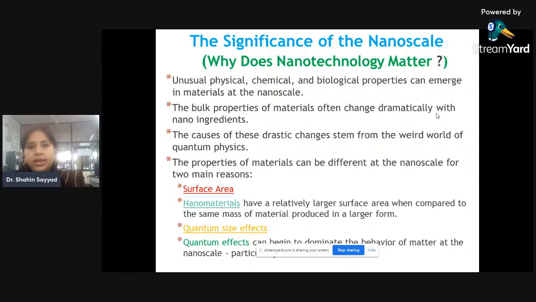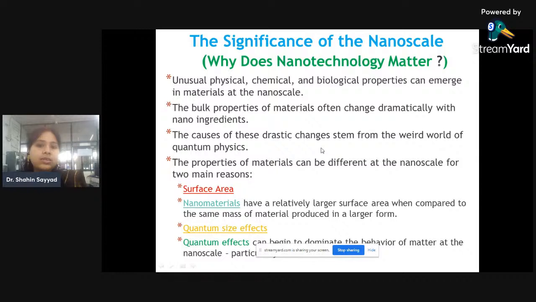Okay. So what you can say is that nanomaterials hold remarkable properties at the nanoscale. Unusual physical, chemical and biological properties emerge in a material at the nanoscale. The properties of a material change dramatically when you move from bulk, or we can say micro or macro, to nano. If you suddenly jump from the macro or micro level to the nano level, the macro properties suddenly change. Either they are enhanced or they are decreased. It depends upon your application, whether you want to decrease or increase the properties in that application. In nanomaterials, both things are possible. The diverse properties of a material often change dramatically with nano ingredients.